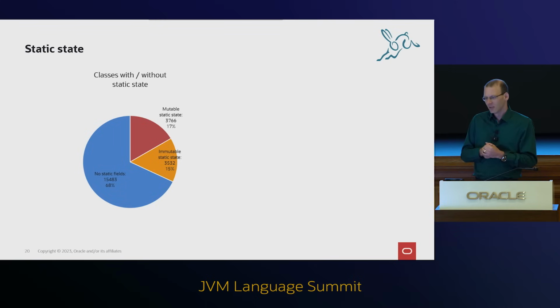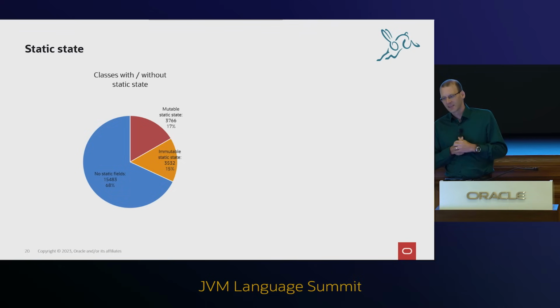And so it's half-half in terms of classes that have static fields. Half of them actually have mutable static state, but half don't have mutable static state. So that's actually pretty good news. And I really did a deep analysis. Immutable static state really means that the class has a static field of some declared type, and that declared type only has final fields too. So it's really a transitive kind of analysis.